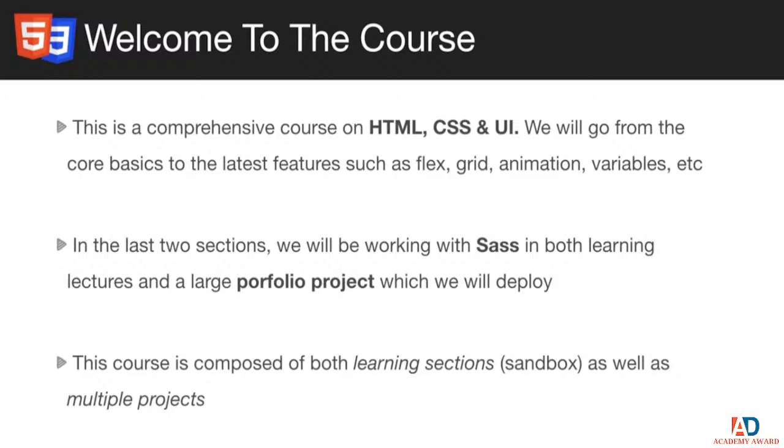So this is going to be a comprehensive course on HTML and CSS, and we're going to start from the absolute beginning, starting with HTML5 markup. We'll go through all the basics of CSS to the latest features like Flexbox, CSS Grid, animation, variables, responsive design, and much more. Not only that, you'll also learn Sass in this course, which is a CSS precompiler that extends the syntax of CSS to include things like nesting, inheritance, functions, and more. This course is composed of both learning sections where we'll basically be working in a sandbox to look at certain features, and then we have about a half-dozen projects ranging in size.